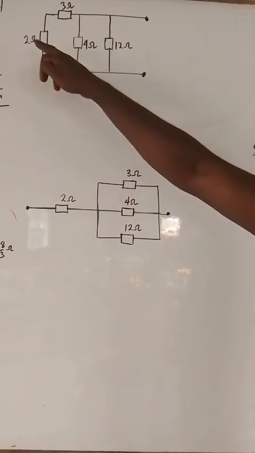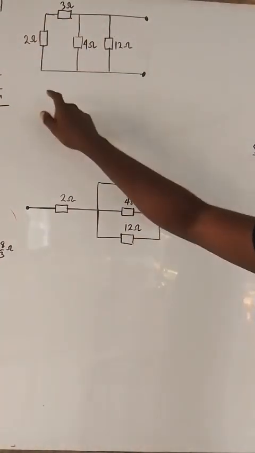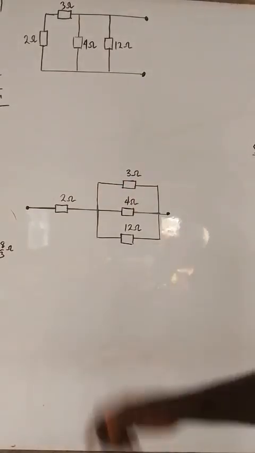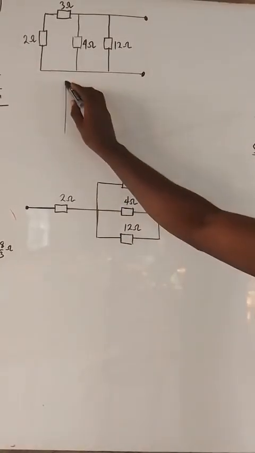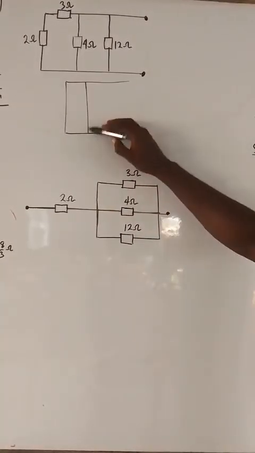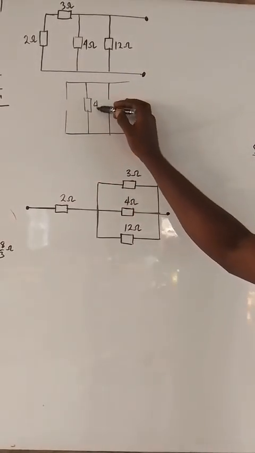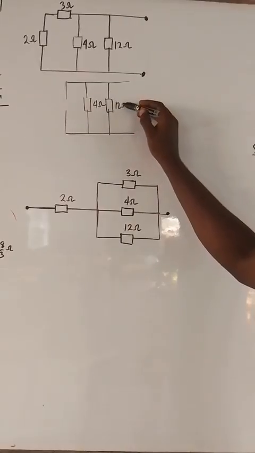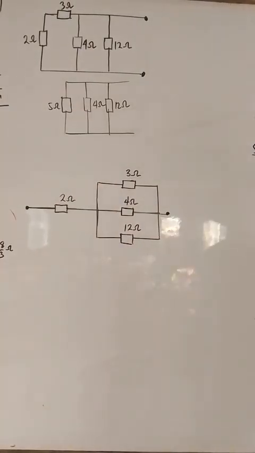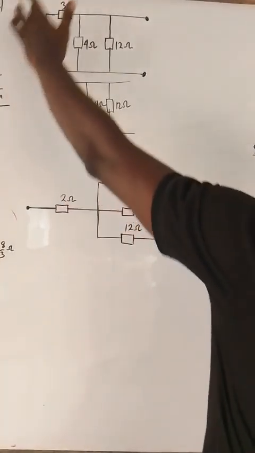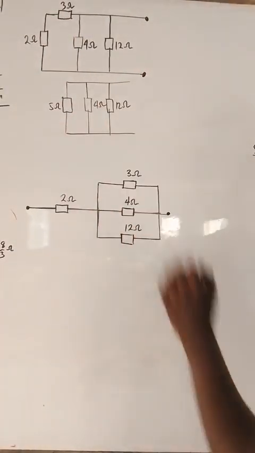So the best here is if we can combine these 2 and 3 first in series. By the time we add 2 and 3, we now have, sorry, 5. 2 plus 3 is 5 because in series we just add. So at the end of the day, this circuit turns to something like this. Here is 4 ohms, here is 12 ohms, and now this is 5 ohms. So sometimes you might need to connect the series first before parallel, sometimes parallel before series. In this case, we'll join the series first. Then these 3 are now in parallel.